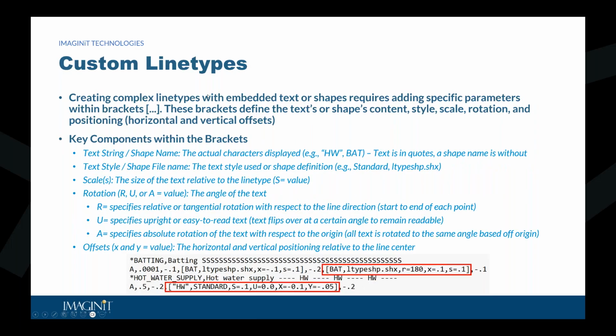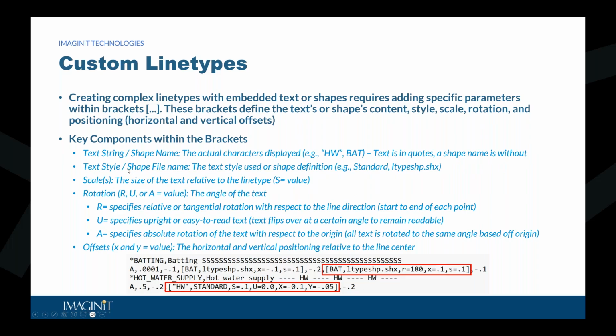So when we're creating complex line types with things like embedded text or shapes, now we have to add additional specific parameters within brackets. These brackets define the text or the shape's content, style, scale, rotation, and positioning, both horizontal and vertical offsets. So the key components within the brackets. So the first thing is the text string or the shape name, the actual characters displayed, i.e. HW for hot water, BAT, B-A-T. Anything that you want as a text is in quotes, such as this. Anything that is not in quotes is a shape name.